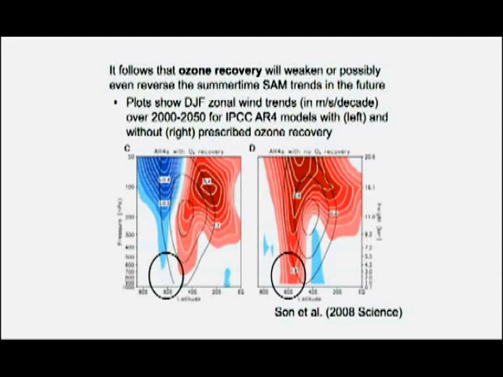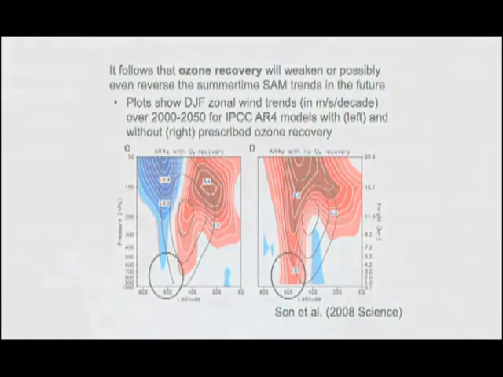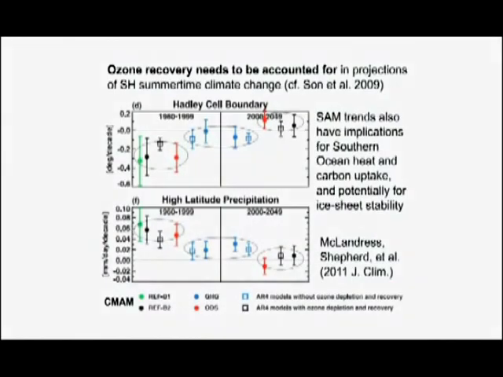So this is some from the IPCC models last time around, which didn't impose an ozone recovery, and these are projections of the wind trends in the southern summer over 50 years, and you see a great big increase of the surface winds at 60 south. But if you have an ozone hole in there, then the recovery period is basically nothing happening. So it's an important effect. This is work from our Canadian model led by Charles McLandris.